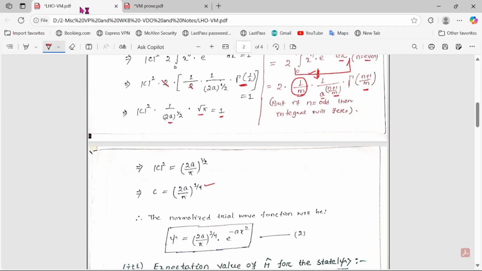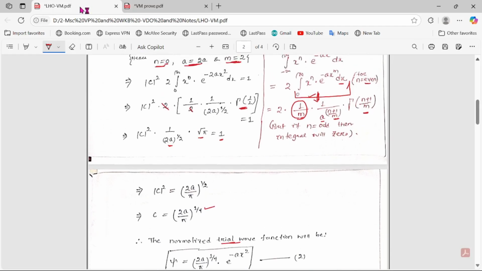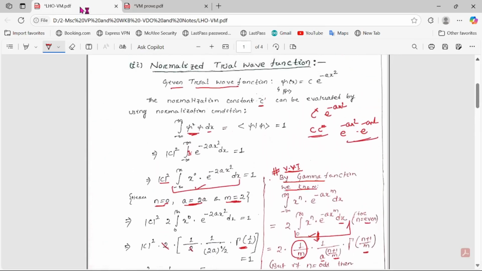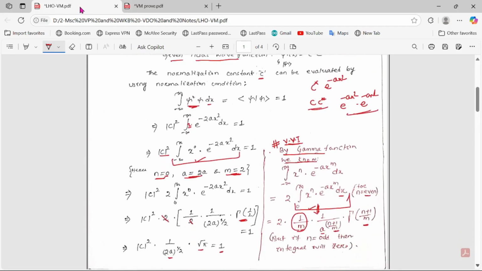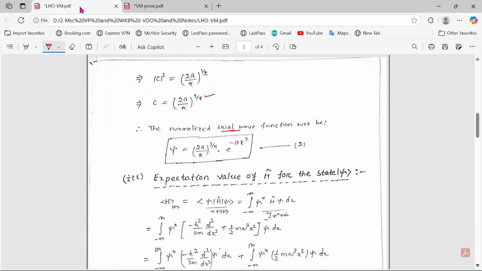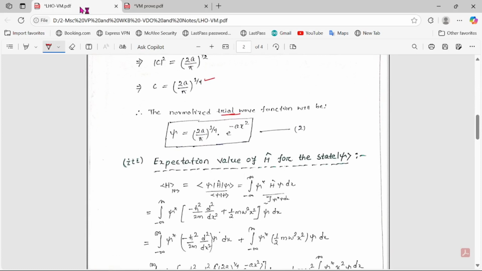Now the normalized trial wave function: the trial wave function is given as c into e to the power minus a x square. The c value we found is 2a by pi to the power 1 by 4. So the normalized wave function will be 2a by pi to the power 1 by 4 into e to the power minus a x square. Let this be your equation number 2.